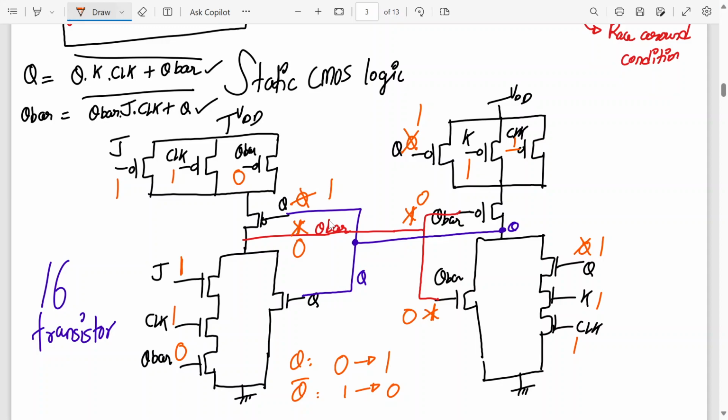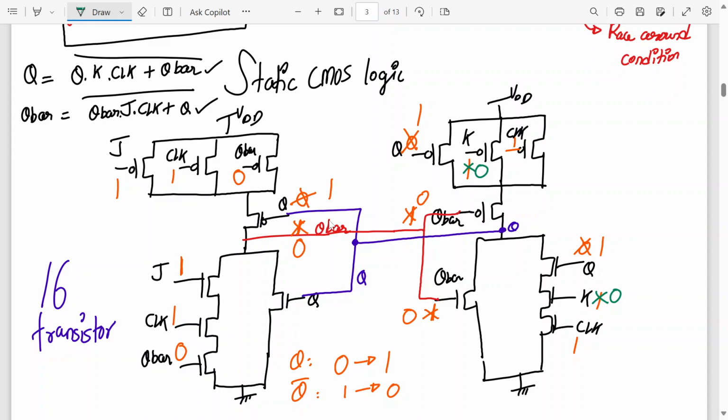Yes, sir. Now let me change the state, let me make J as 1 and K as 0. So K becomes 0. Now what will happen? Let's see. What should be the output? J is 1, so the output Q will be 1, right? Yes, sir. Q is 1 only.